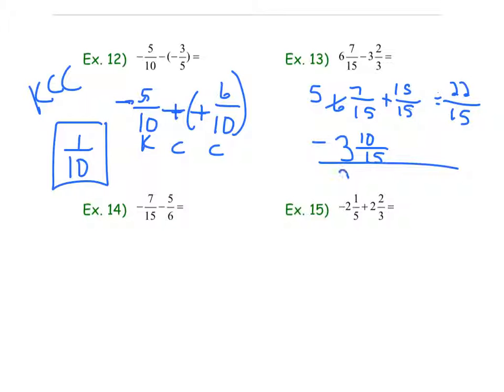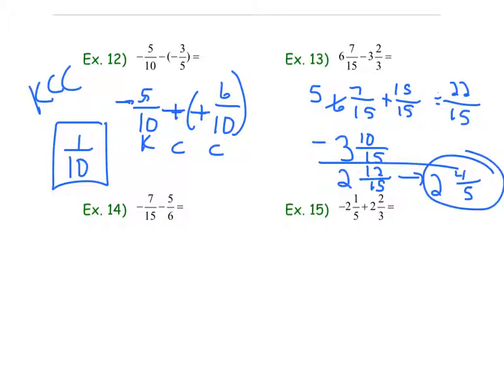So 5 minus 3 is 2. 22 minus 10 is 12/15. And then I can reduce that. So 12/15, I can divide both of those by 3, I think. So 12 divided by 3 is 4. 15 divided by 3 is 5. And you guys are going to check and make sure I did that right and let me know if I didn't. All right, let's go on to number 14.